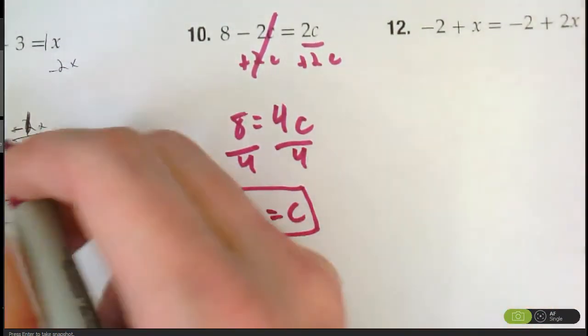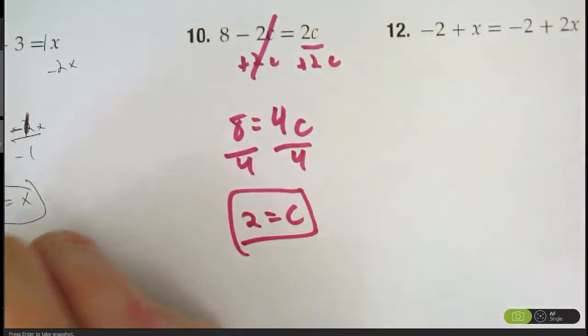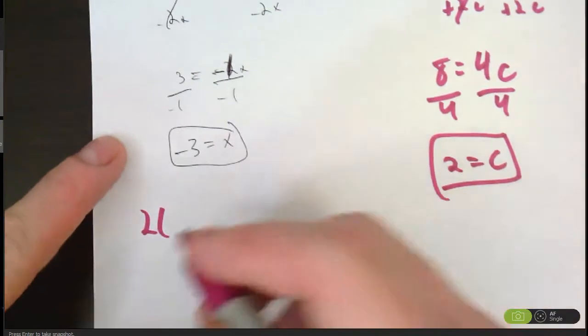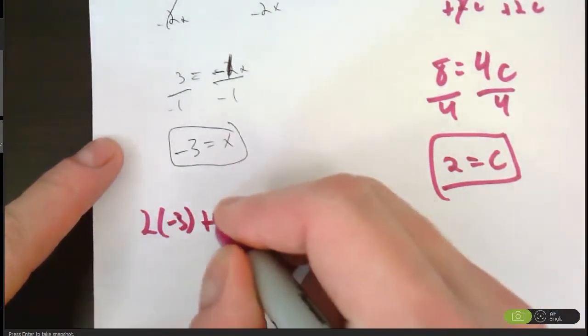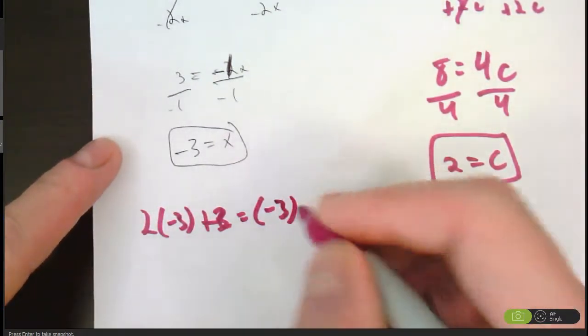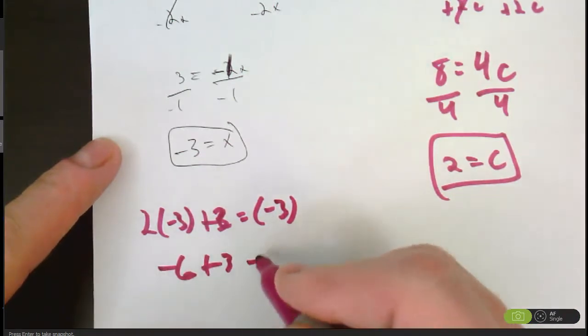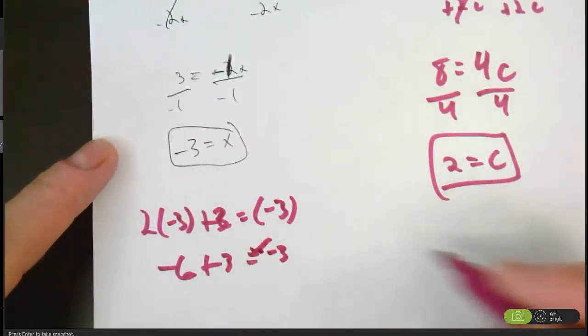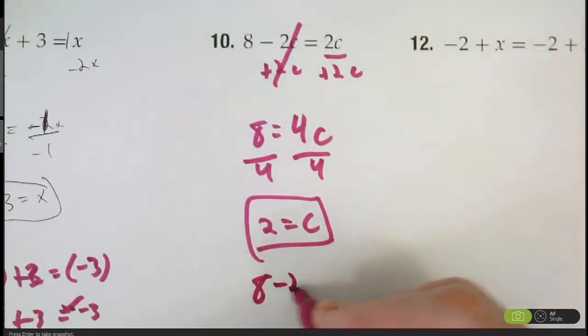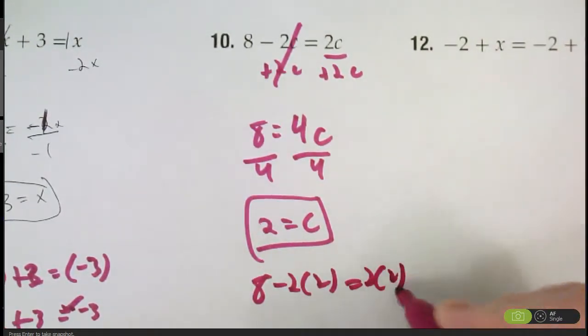2 is c. Oh, and I should have been checking this. 2 times negative 3 plus 3 equals negative 3, which is true because negative 6 plus 3 equals negative 3. On this one here, 8 minus 2 times 2 equals 2 times 2, which is true because 8 minus 4 equals 4.